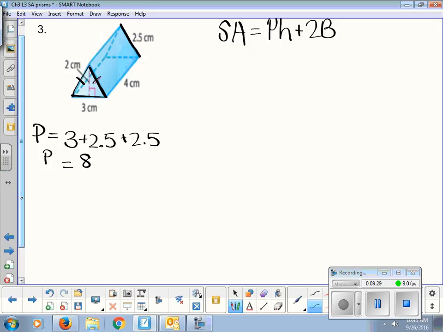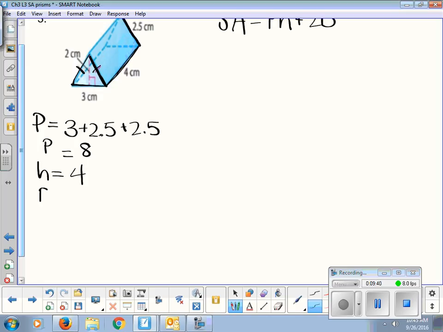8. Now, for our height of our prism, you want to look at the height of your rectangle lateral sides, and what's our height? 4. And for our capital B, this time for our area of the base, we have to do what? Since we have a triangle, we have to divide by 2. So base times height, what's our base of the triangle? 3. And what's our height of the triangle? Looking at the triangle, our height is 2, and then we have to divide by 2. This cancels and we get 3.